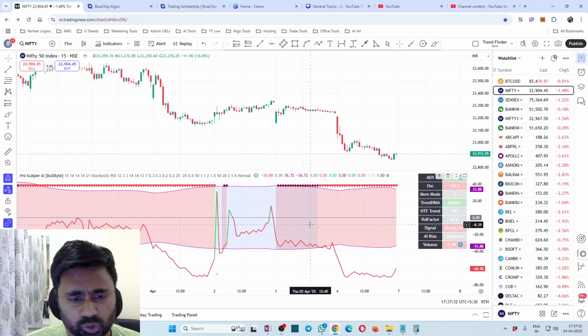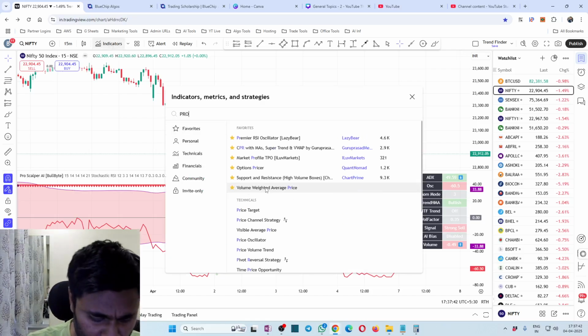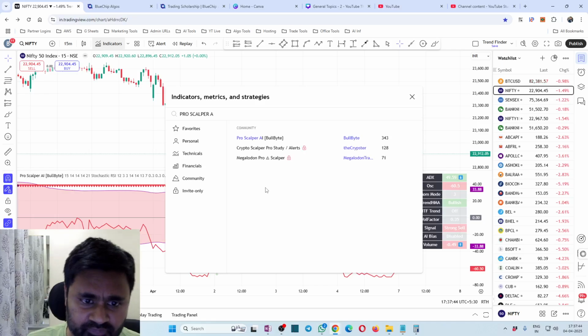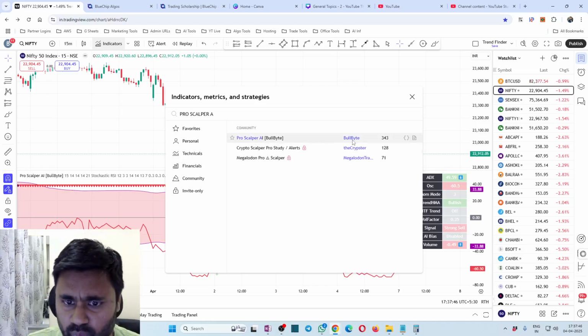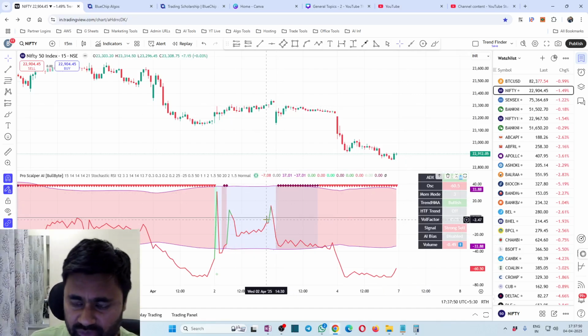Okay, so with that, let's get started. And as I mentioned, this is the indicator. The name of the indicator is called Pro Scalper AI. You just go to the indicator section and type Pro Scalper AI, and you'll see that Bullbyte is the one who developed it. Now, as I mentioned, it was developed for crypto, but it's working decently well for Indian markets as well.